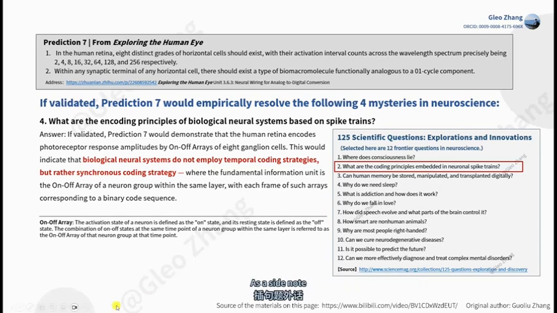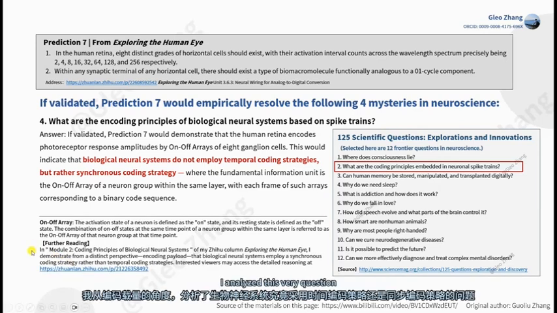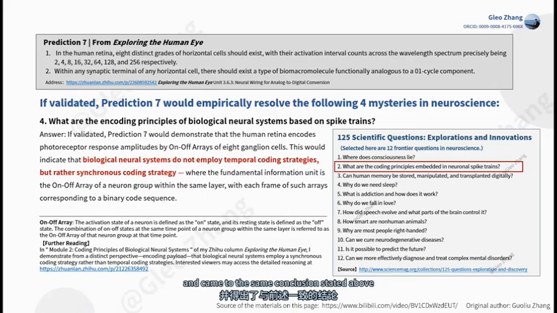As a side note, in my monograph exploring the human eye, I analyzed this very question, whether biological nervous systems use temporal or synchronous coding, from a distinct perspective on encoding payload, and came to the same conclusion stated above. The detailed reasoning is available at the link below.